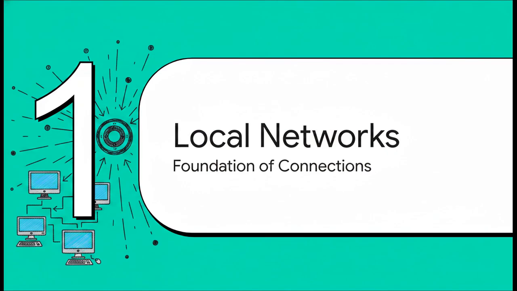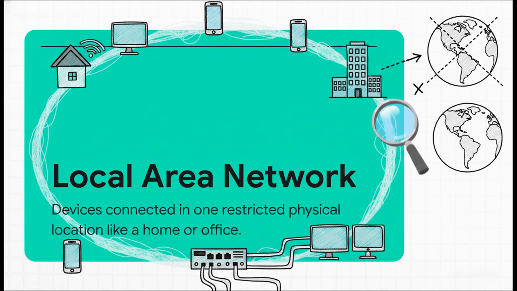This is the absolute foundation of connectivity. Let's start with the smallest possible network. Imagine a few computers in an office that just need to share some files and talk to each other. To do this, they first need to be grouped together into what we call a local area network, or a LAN. A LAN connects devices in a restricted physical location. Think of your house, or maybe a single office floor. You literally cannot create a LAN between a computer in the US and one in Russia.